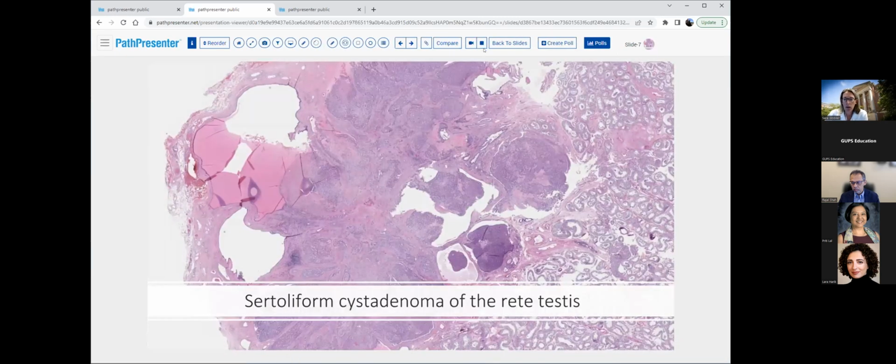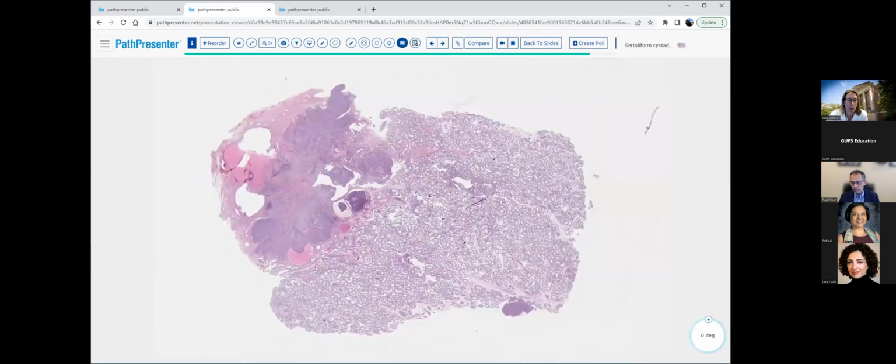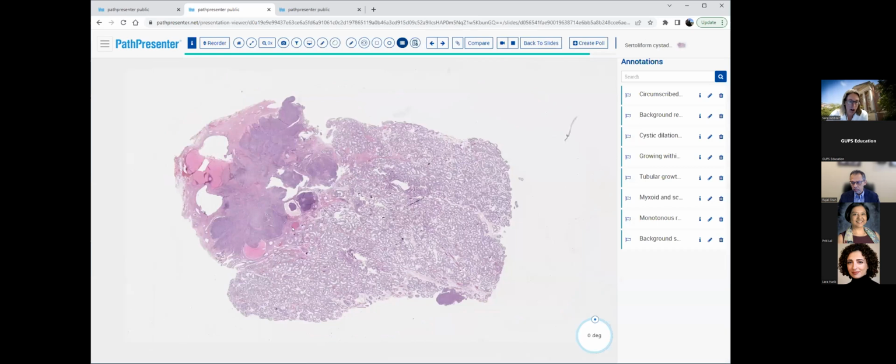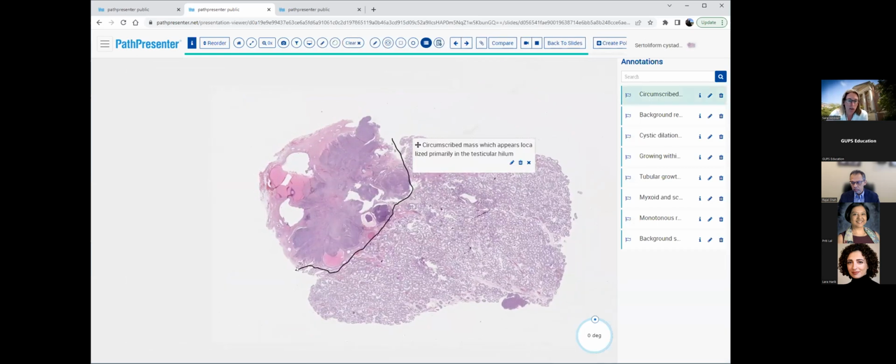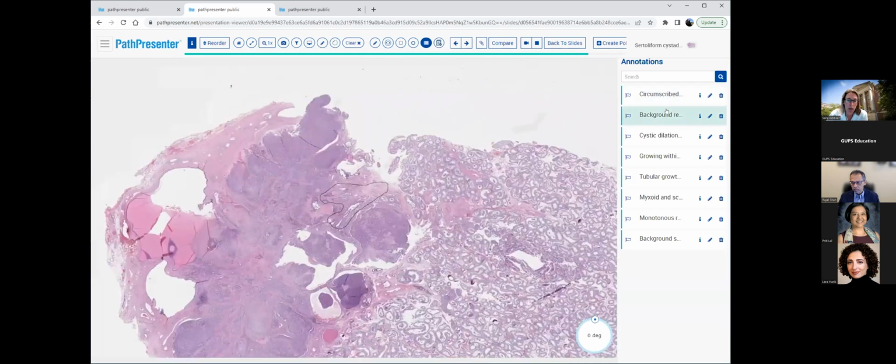So we'll move on to the final case that I wanted to discuss, and then we'll go over some of the workup and differential. So, Sertoliform cystadenoma of the rete testis. These tumors are centered in the rete testis. So we have here a circumscribed mass that's really just adjacent to the testicular parenchyma. It's not involving the testicular parenchyma.